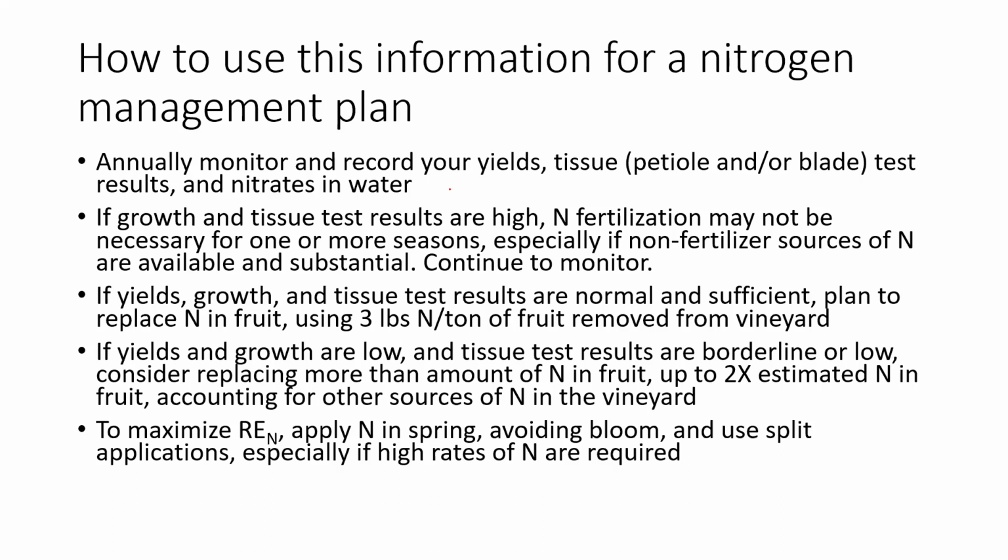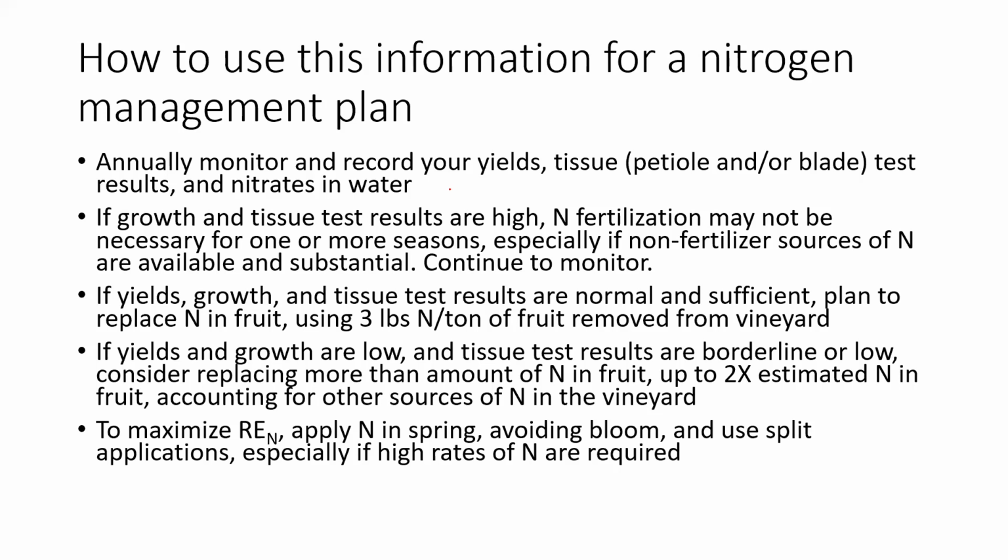If yields, growth, and tissue tests are normal and sufficient, plan to replace N in the fruit using 3 pounds of N per ton of fruit removed from a vineyard. And you should include all the fruit removed, not just maybe what's packaged, for example, as table grapes, but any other fruit that might come out of the vineyard going to the winery or whatever.